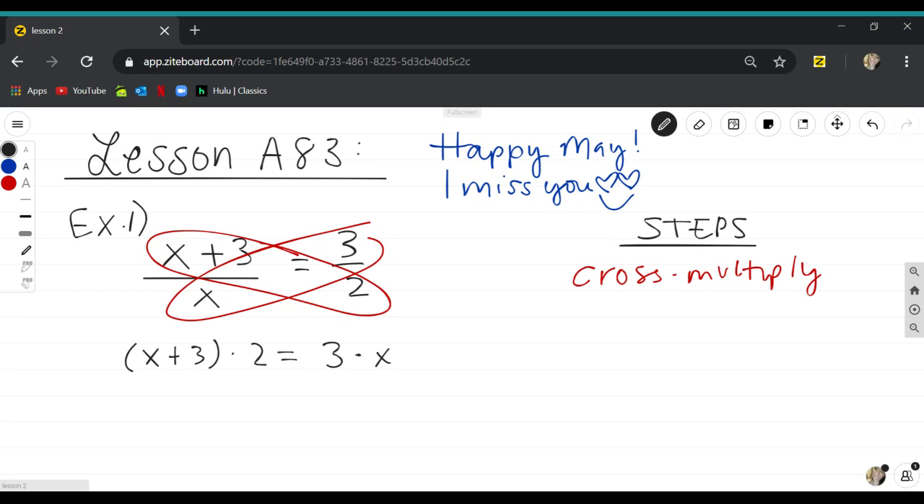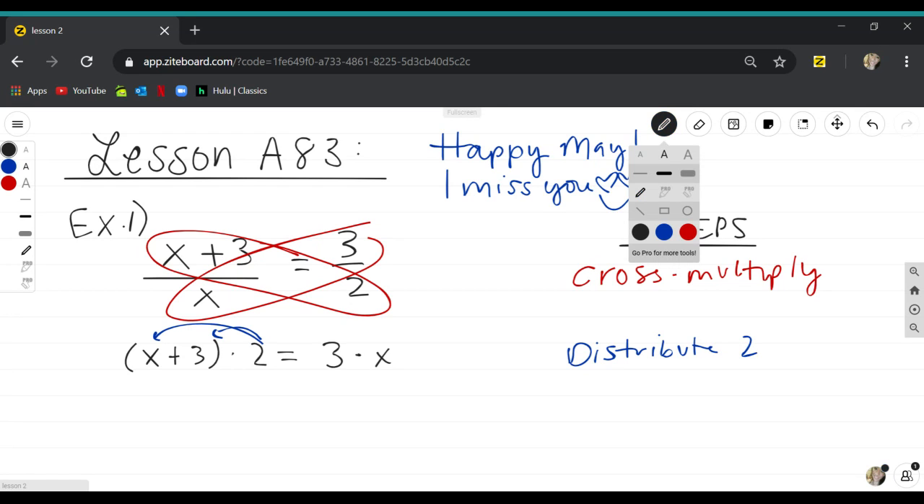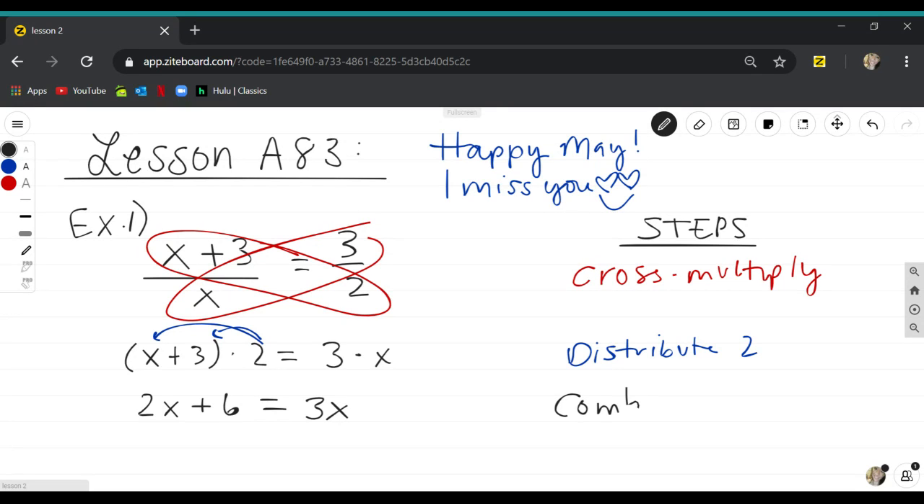Okay, so then, well, we have to distribute this to here and here. So we have to distribute 2. So 2 times x is 2x, 2 times 3 is 6, and then 3 times x is 3x. Okay, and then after that, we're gonna combine like terms.